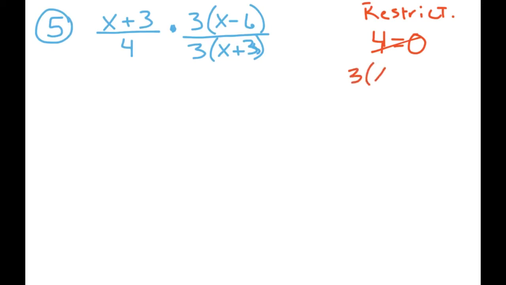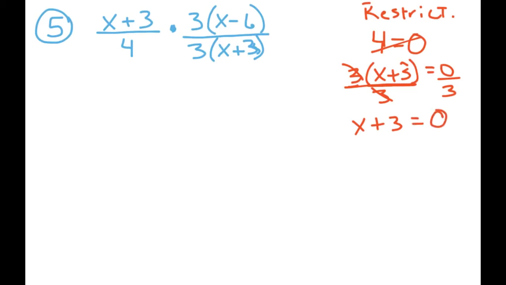3 times x plus 3 equals 0. Let's do this one at a time. This is being multiplied by the binomial, so let's divide by 3. x plus 3 equals 0 divided by 3 is 0. Now I still need to solve for x, so I'm going to subtract the 3 from both sides. x equals negative 3. This is my restriction. x cannot equal negative 3, and that's the only restriction I have for this particular problem.